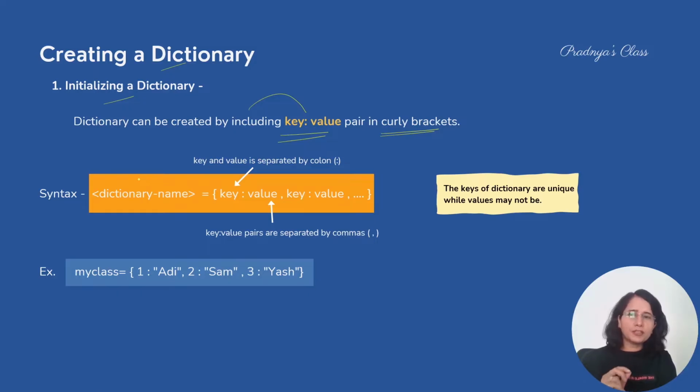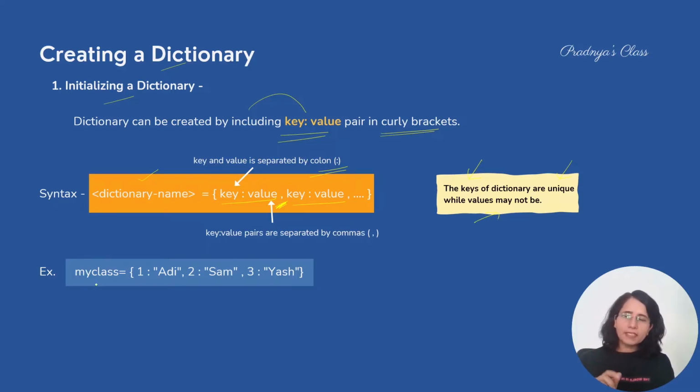First we have to mention the dictionary name and then we have to write the key value pairs, which are separated by comma, and the key and value are separated by colon. One thing we should note down here: the keys of the dictionaries are unique. We cannot give a duplicate key, but values can be duplicate.